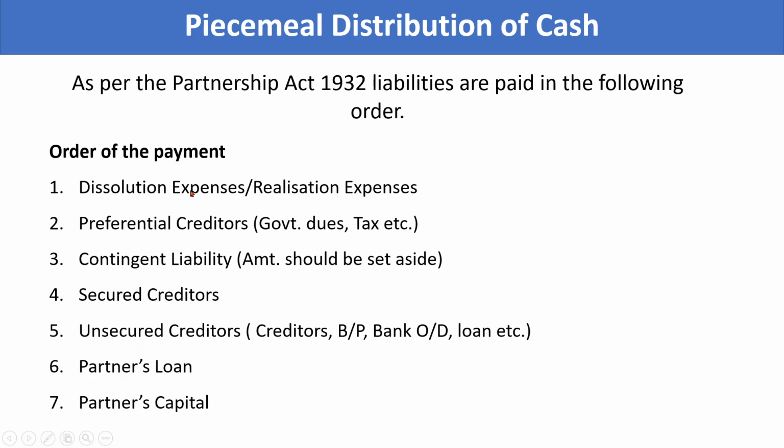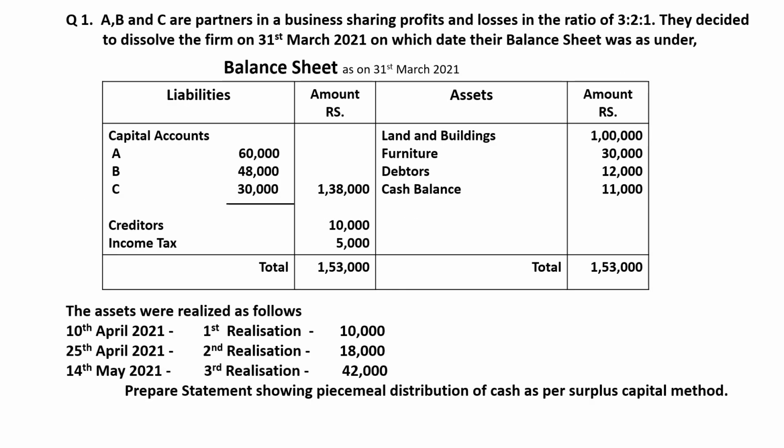So in the order of payment, partners' capital is paid last, and at the beginning dissolution expenses or realization expenses are paid. Friends, if you want to know the basics related to this topic, there is a link about the basics of piecemeal distribution of cash. You can go through that video and then come to watch this session. But here in this slide or in this question itself, you can understand the order of payment. We have to make payment in this order only, right? Now let us come to the present question.